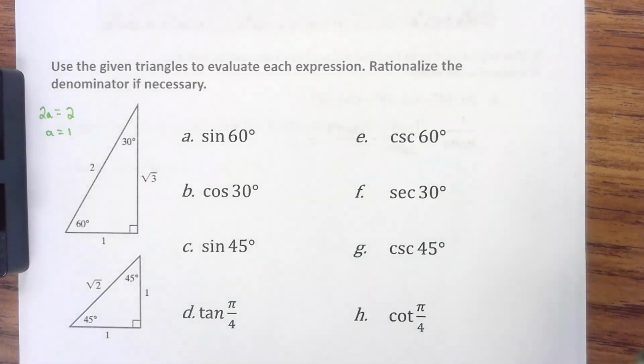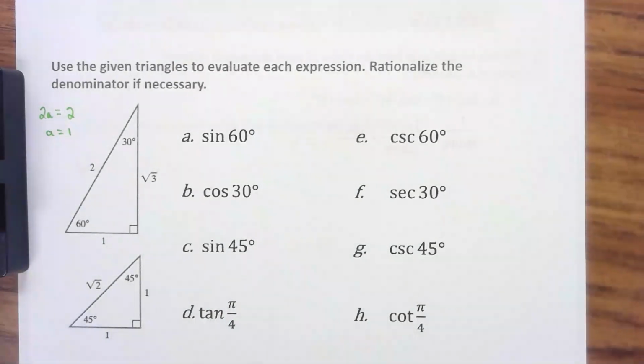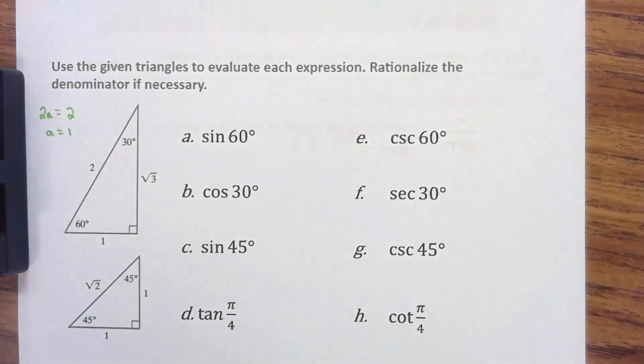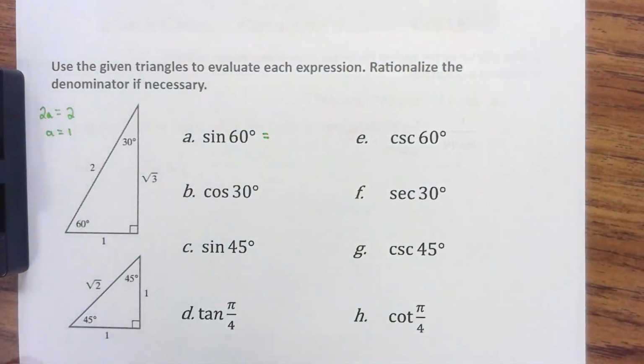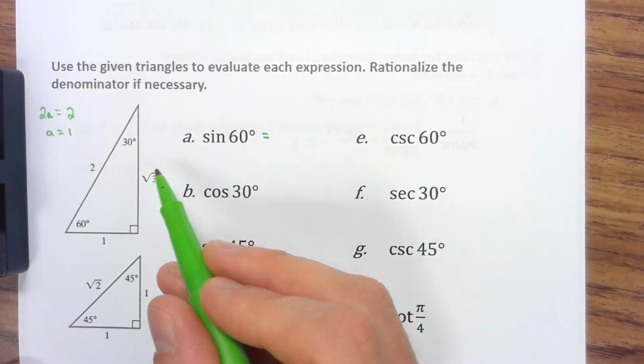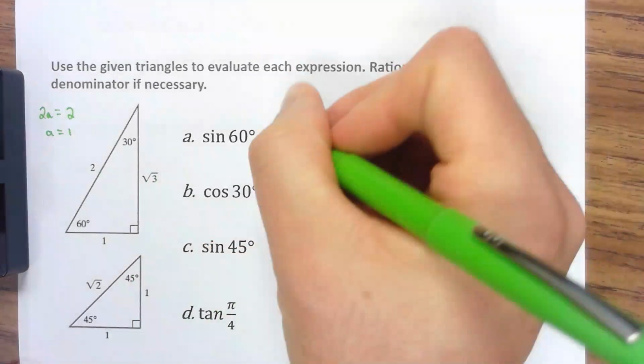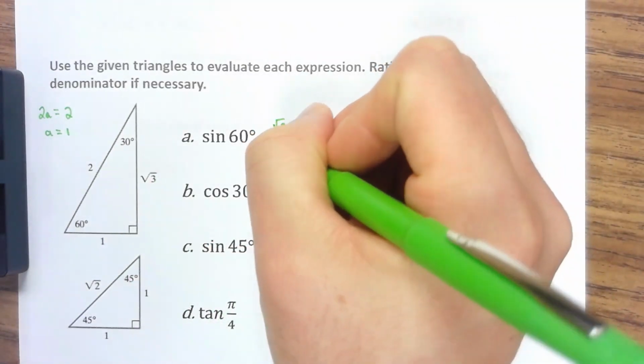So now what we're going to do is find the values of sine of 60, cosine of 30, et cetera, just by doing SOHCAHTOA. Okay, so maybe I'll just do a couple, and then this is a good warm-up for us. So if I have sine of 60, I know that sine is the opposite side over the hypotenuse side, so it's root 3 over 2.